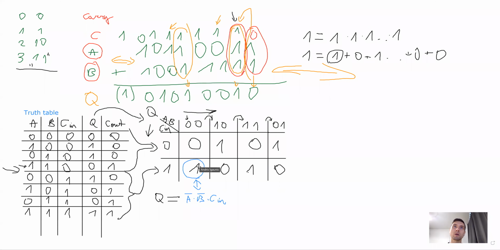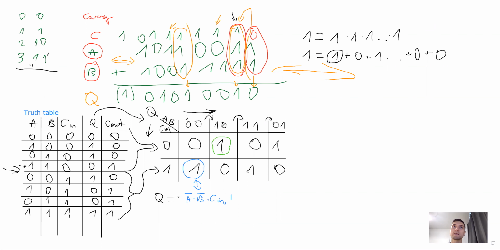So to get this one, we take A inverted times B inverted times C without inversion because it's already 1, and you get this term. Next term, I'll write plus, and I'll change the color to, for example, this green. Next, I'll write the term for this one.